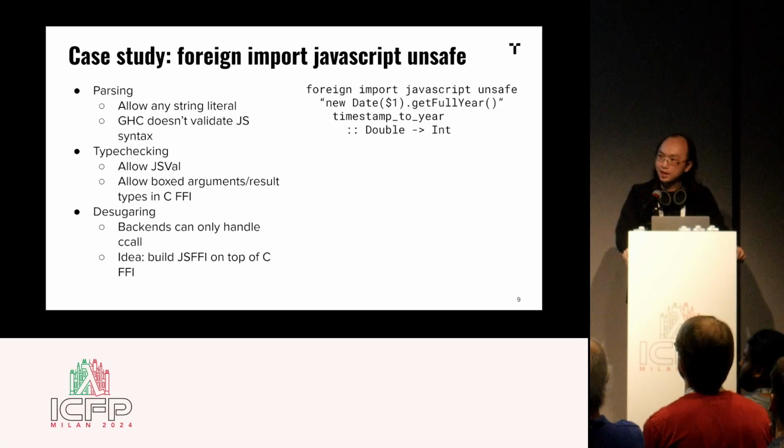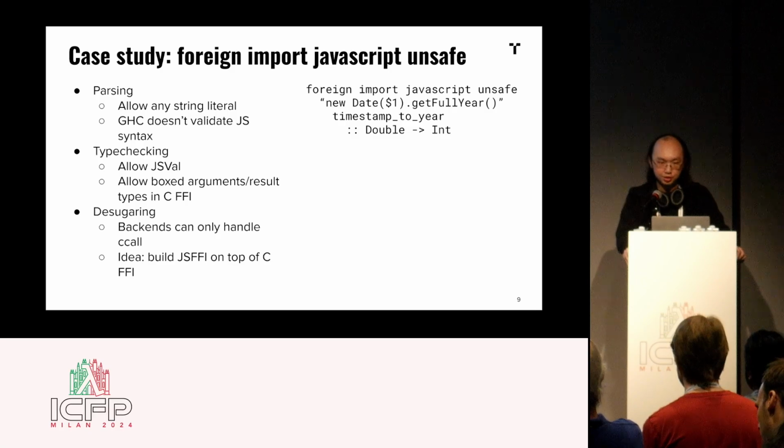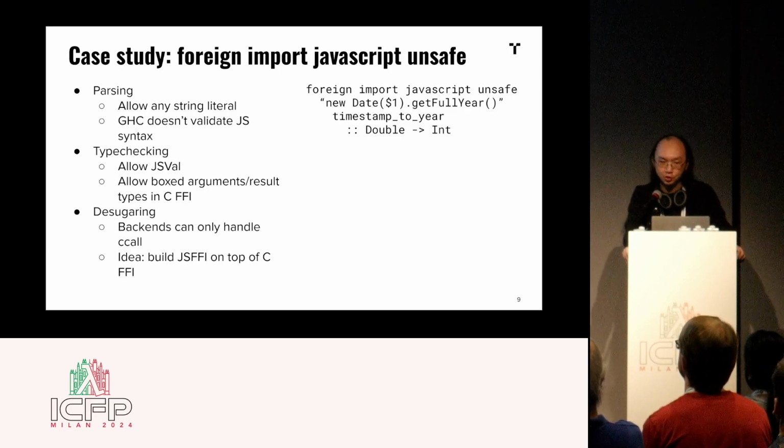The code snippet can be any valid JavaScript expression or a list of declarations, and it can return the final result to Haskell. So we have to modify several components in the GHC to make it support the JavaScript FFI. First of all is parsing. We have to allow the JavaScript calling convention when we are targeting WebAssembly. We allow any string literals to be passed and preserved in the Haskell AST.